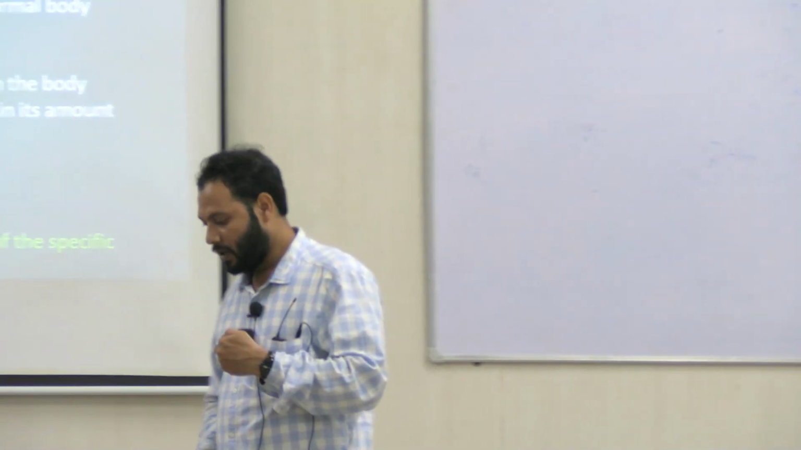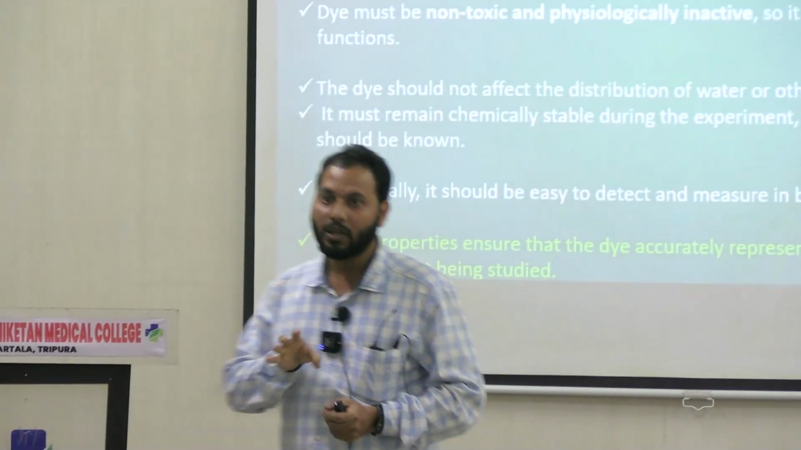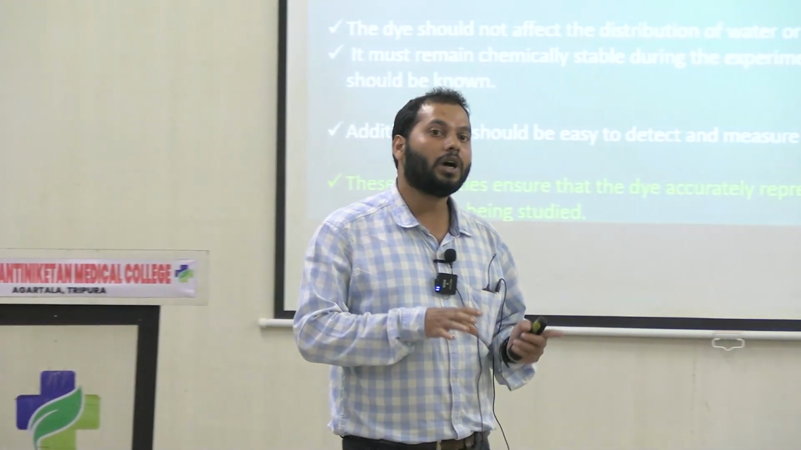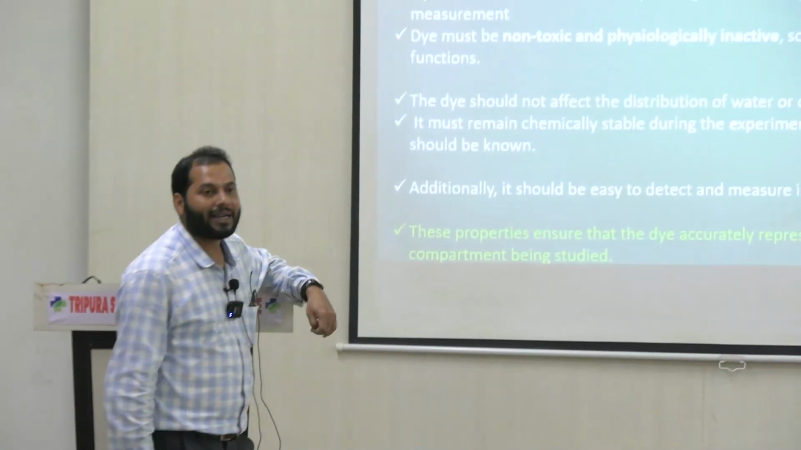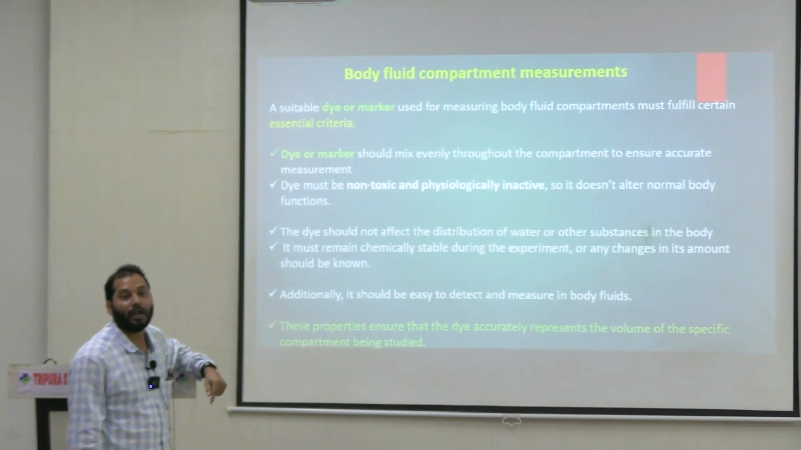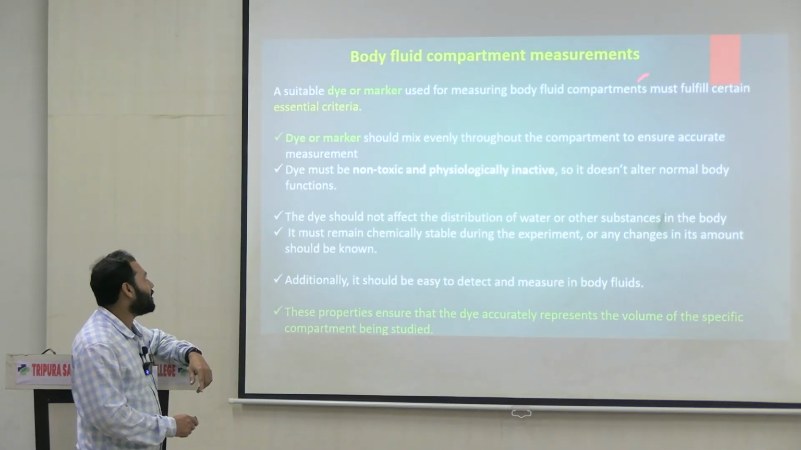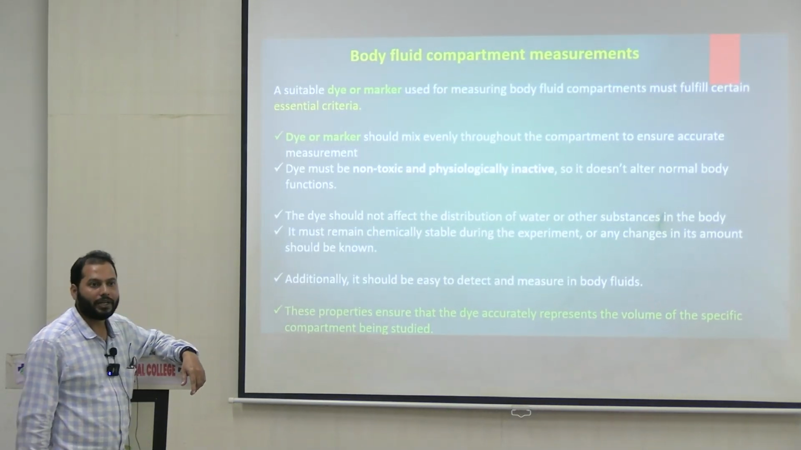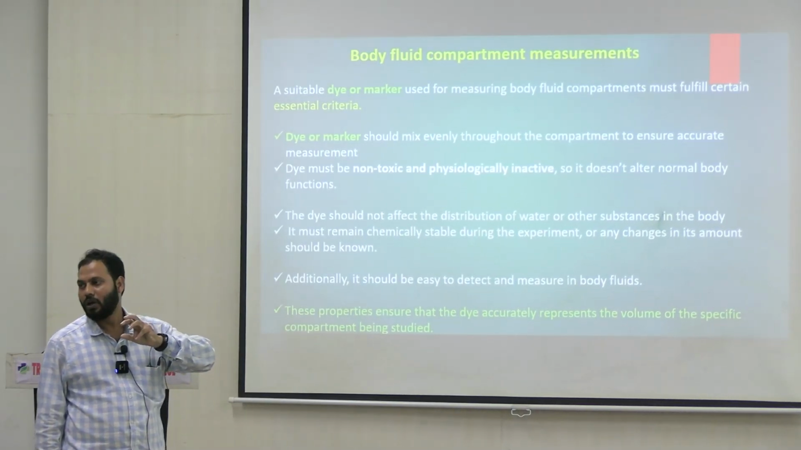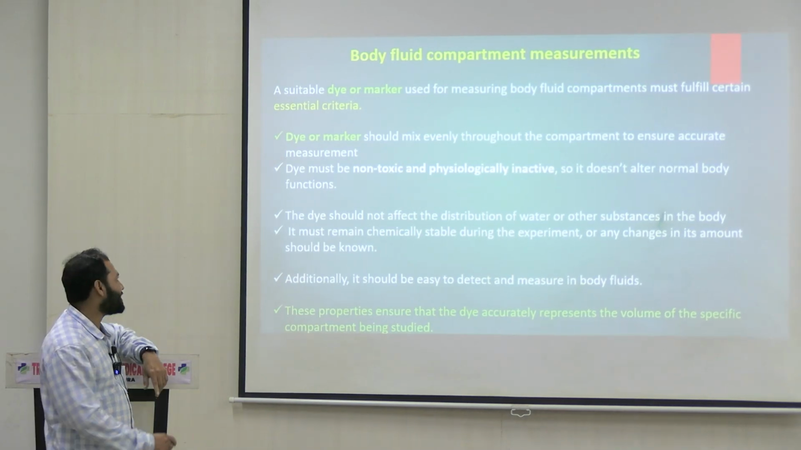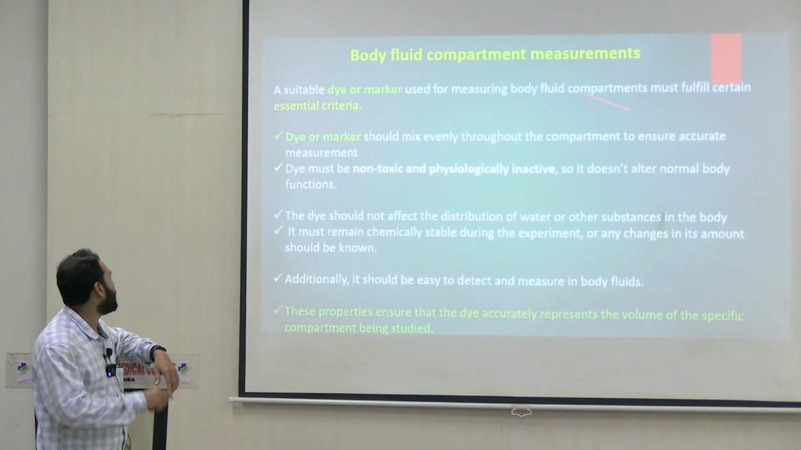Before proceeding to that method, we must know the important points that we should maintain during the measurement of body fluid compartments. There is a suitable marker or dye used in the indicator dilution method for measuring body fluid compartments, and it must fulfill certain essential criteria. So a specific type of dye is used which acts as an indicator. It should meet certain criteria. It should mix evenly throughout the compartments to ensure accurate measurement.